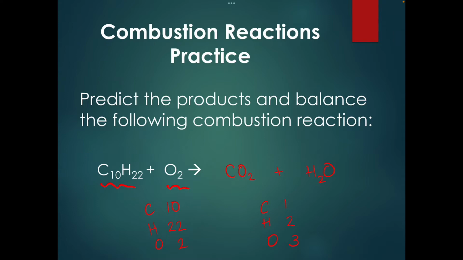The first thing I'm going to do is multiply my carbon dioxide by 10. That will give us 10 carbons, but now it gives us 20 oxygens there, plus another one from water. So I'm getting a total of 21 oxygens. That's a lot. All right, now let's balance our hydrogens.